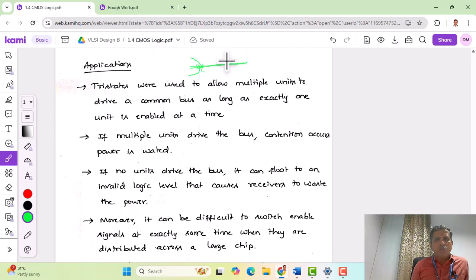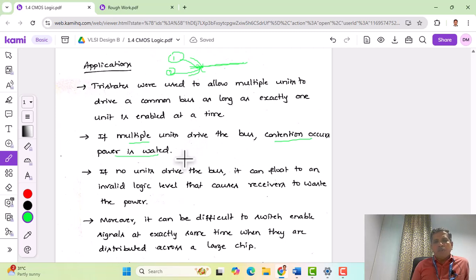A bus is a group of wires. So one particular device can transmit data. What happens if multiple units drive the bus? Suppose there is a unit 1 and unit 2, and all of them want to transmit data on the bus. In such a case contention occurs, and power is also wasted. The data is not transmitted properly, the bus will be overloaded with multiple data and we lose data, so power is wasted.